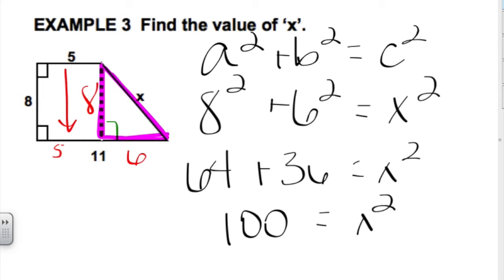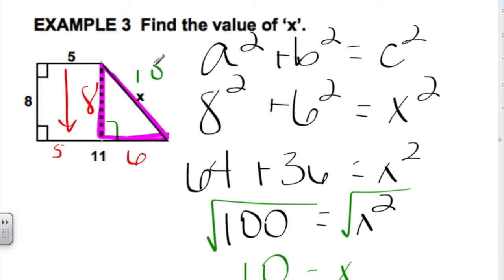Now remember, to undo a square, you have to square root both sides. Square root of x squared is x. Square root of 100 is 10. Where we're going with this later on in the unit and later on in the year is we'll then be starting to ask about area and perimeter and things like that. So being able to pick out these right triangles and use them to solve is going to help you later on in the year.